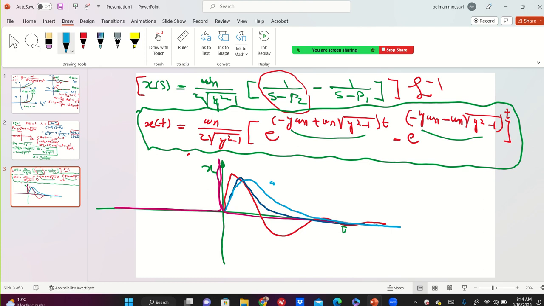This is for the critically damped system. But there's no oscillation as we had for the underdamped system. And nothing changes. As you see in the steady state phase, the output follows the input. So ESS for the impulse is 0.